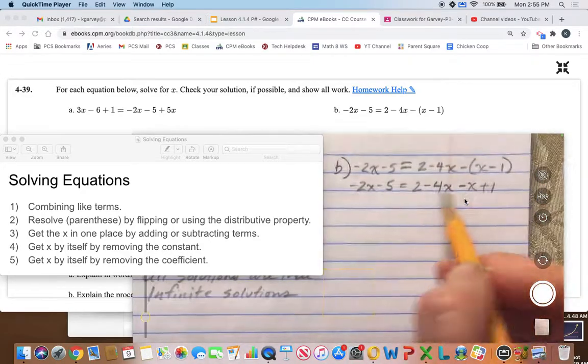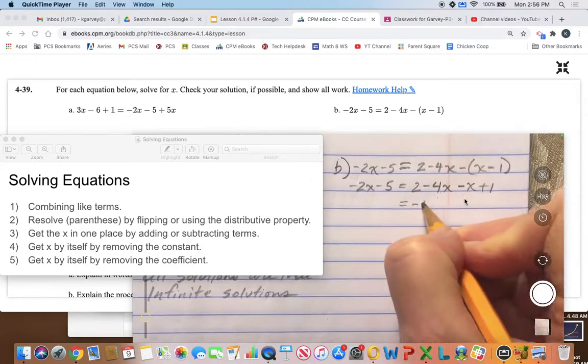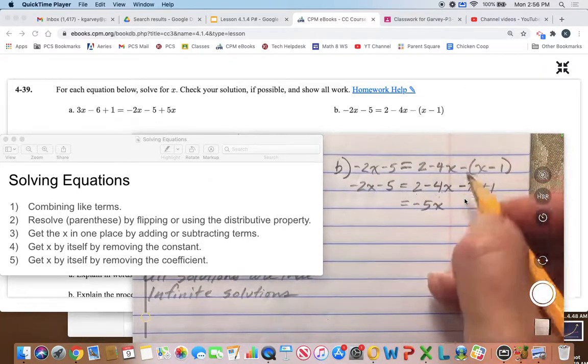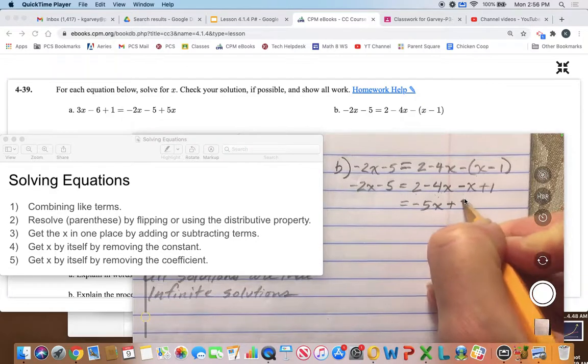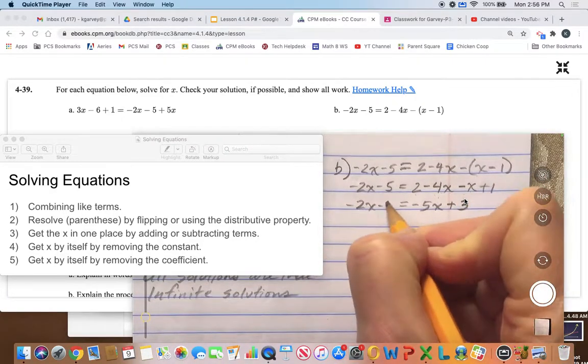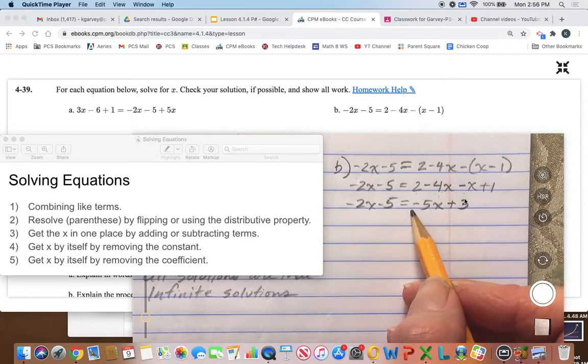Okay, so over here it looks like we have a chance to combine like terms, this negative 4x and the negative x. And so that's going to be negative 5x. And then the 2 and the positive 1, that will be just plus 3. And we'll rewrite the other side. Okay, so now let's look at what else we should do.